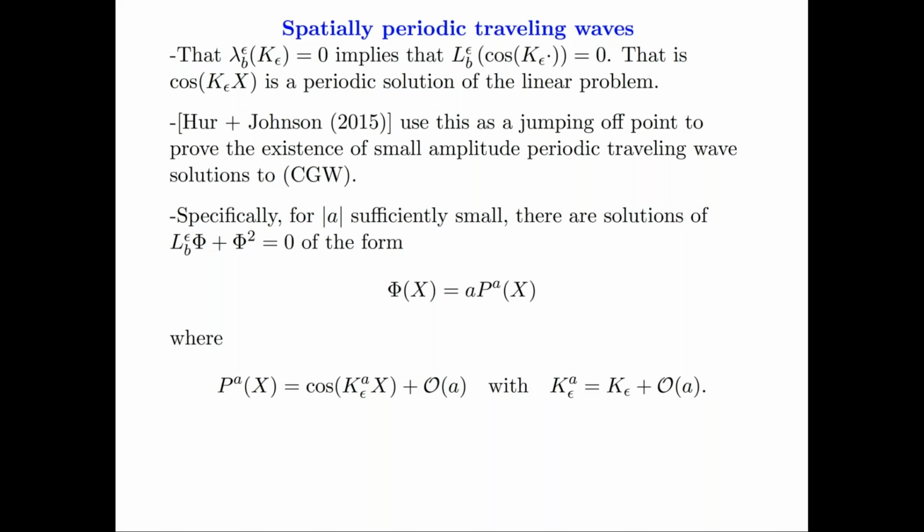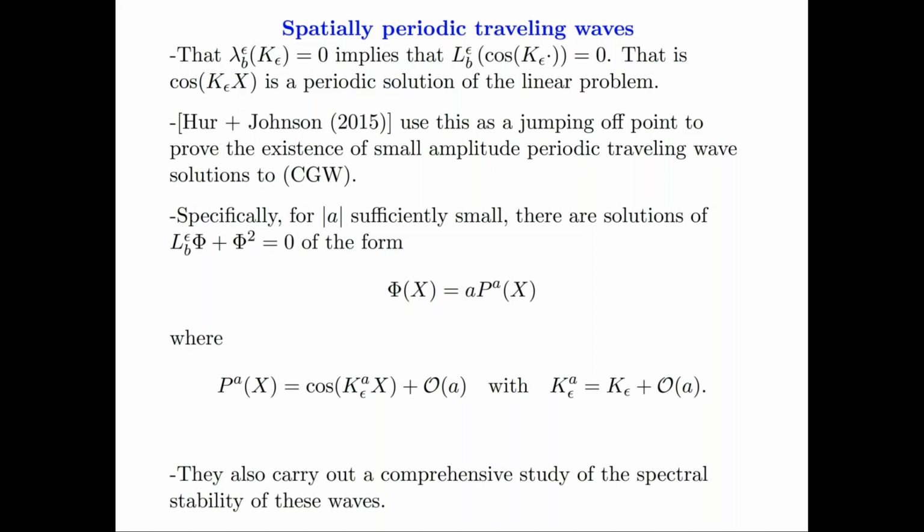So I've got solutions phi that look like A times P_A of x. And what is A? A is the amplitude. A comes in some range, some interval in which this is true. P_A is roughly cosine, that's what we expect it to be, plus some small, order A perturbation. And these waves have frequency k epsilon A, where when A is 0, it's just the genuine k epsilon that we saw from earlier. Because it's a nonlinear problem, the frequency might change a little bit as we change the amplitude, but not by very much. So we have these periodic traveling waves for the CGW equation.